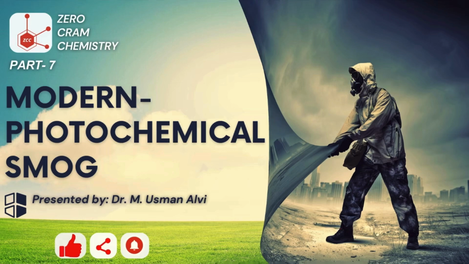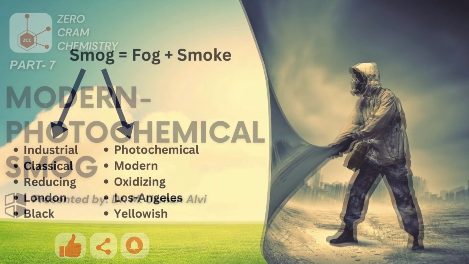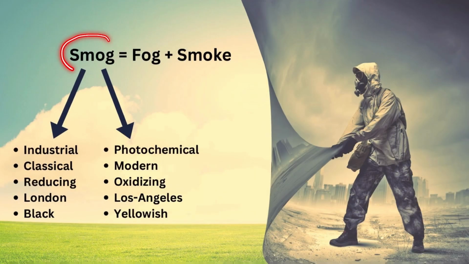So today is part 7 of a lecture series about atmosphere and pollution, and in this lecture we will mainly focus on modern or photochemical smog. In the previous lecture we discussed classical or industrial London smog, but in this lecture our focus will be on modern photochemical smog. As we have seen, the word smog is actually a combination of two words, fog and smoke.